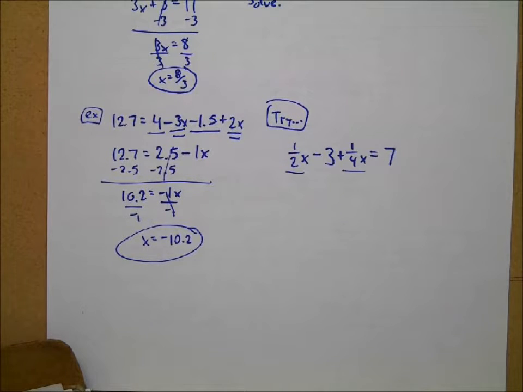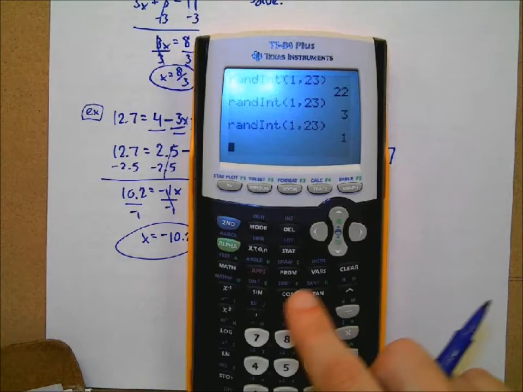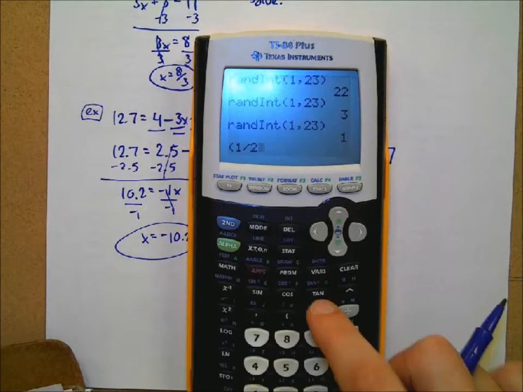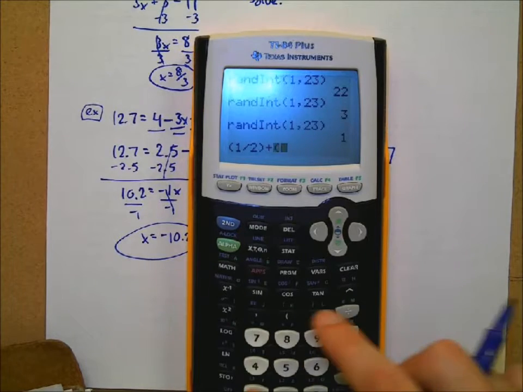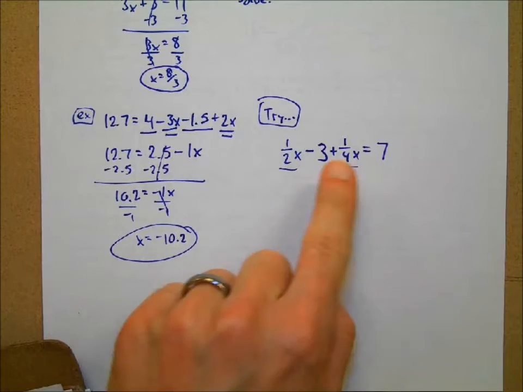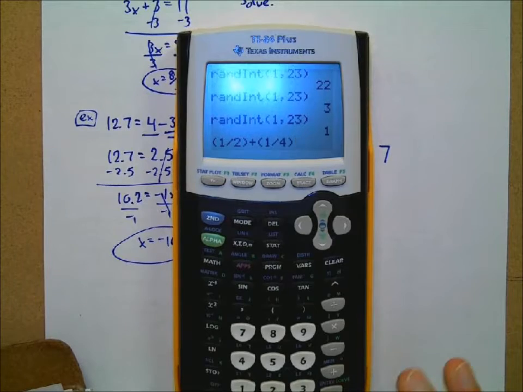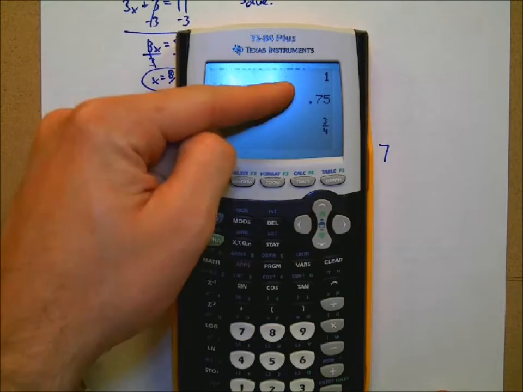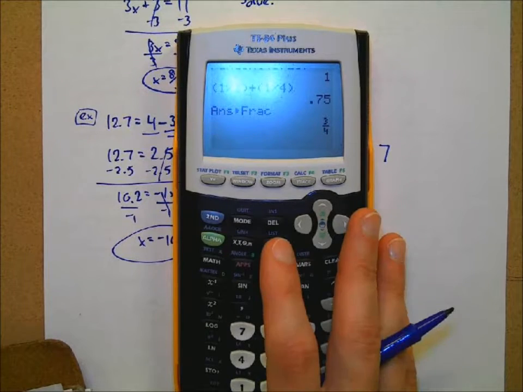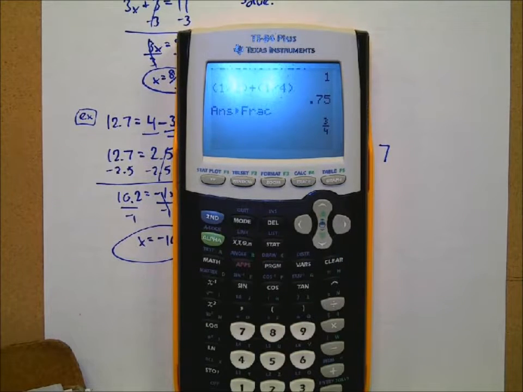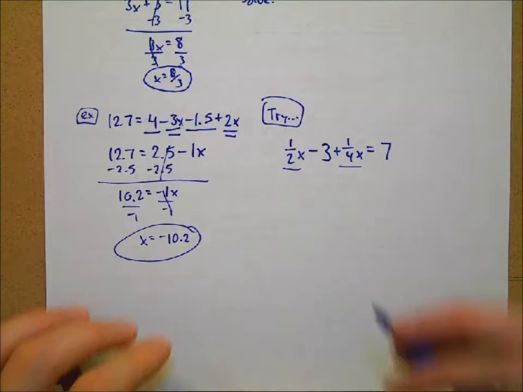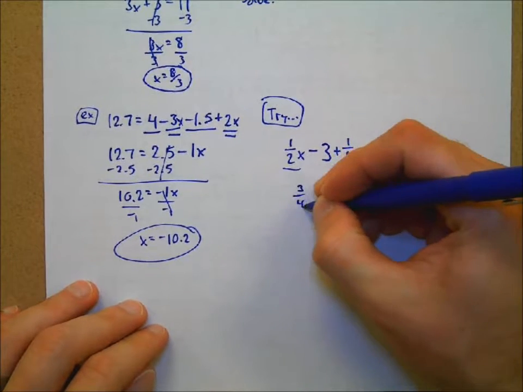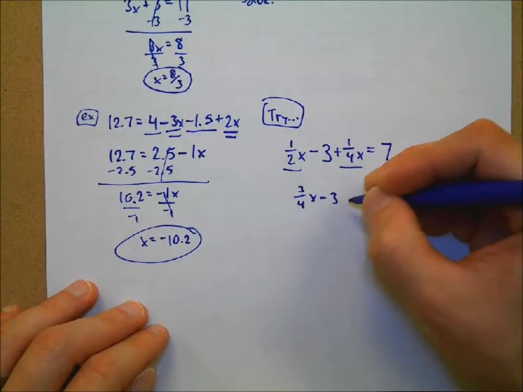All right, so do you know how to type fractions in your calculator? Parentheses, 1/2, right? Plus, parentheses, 1/4. I'm doing plus because it's a positive 1/4 there. Okay, hit enter. Math, enter if you like. 3/4. You can use the 0.75 or the 3/4. Your choice. Which do you prefer, Hannah? 3/4. She wants to keep it as fractions. All right. We still have the -3. We still have the 7.